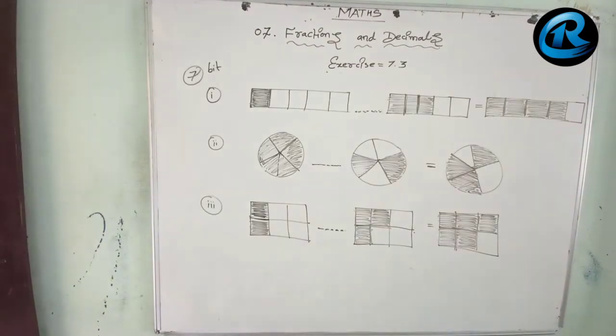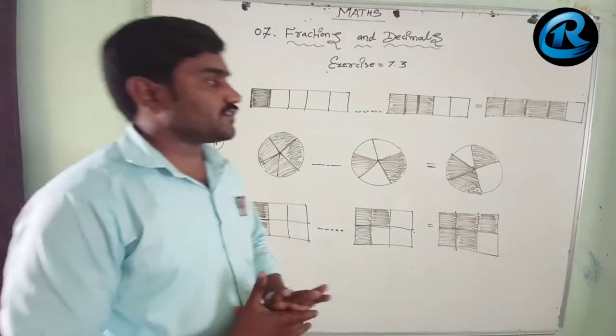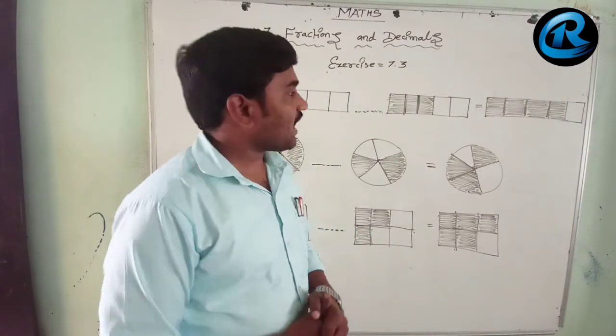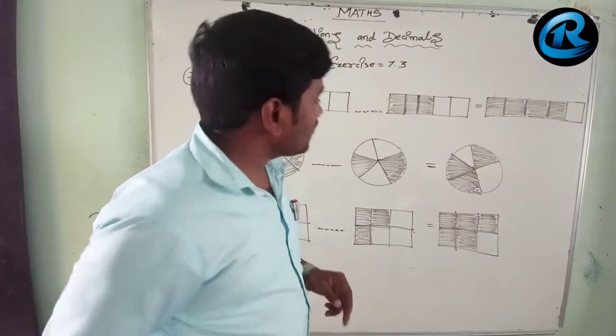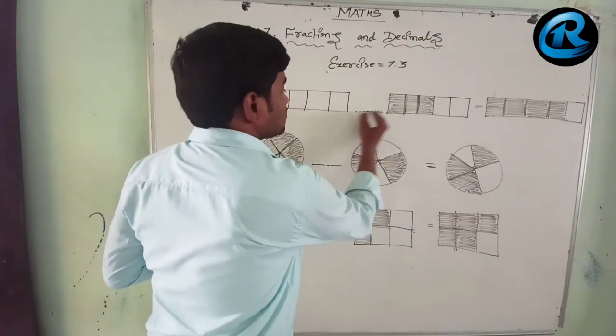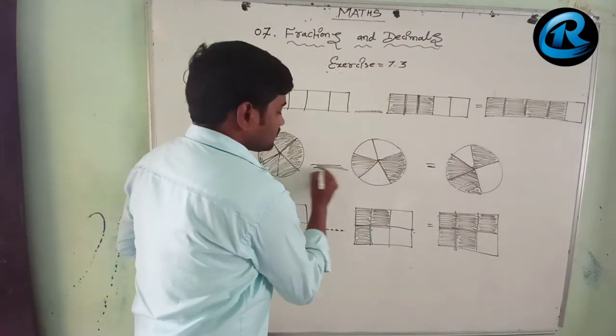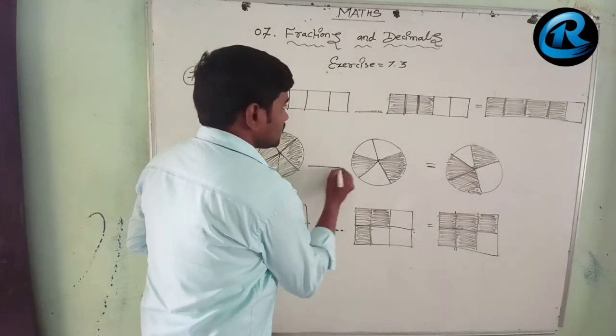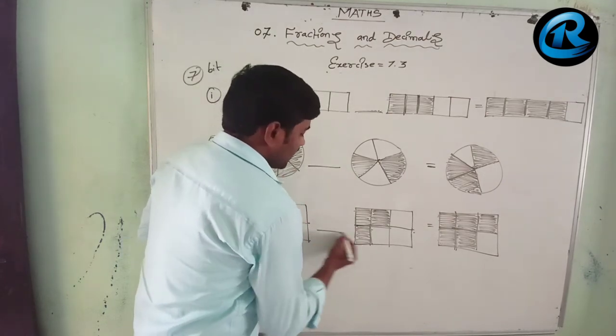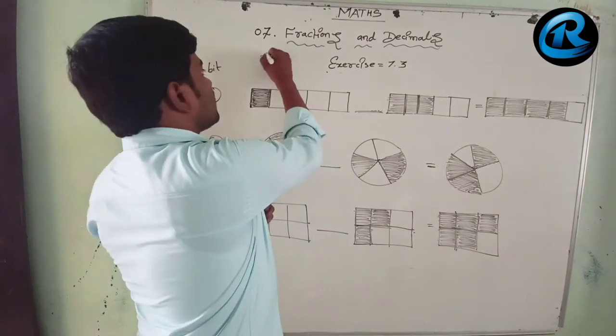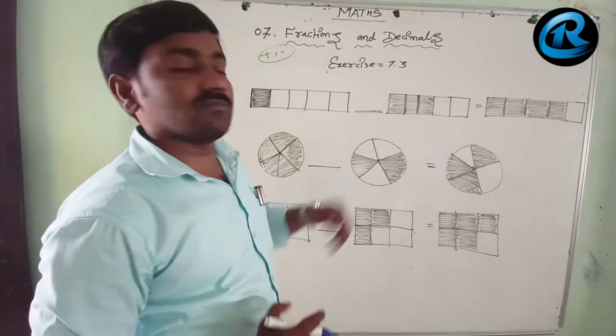Now we go for the 7th bit. Here in the 7th bit there are 3 questions. We have to put in these blanks either plus or minus by watching these pictograms. Pictograms in the sense diagrams. By watching these diagrams we have to put either plus or minus symbol. Approximately which symbol will come.